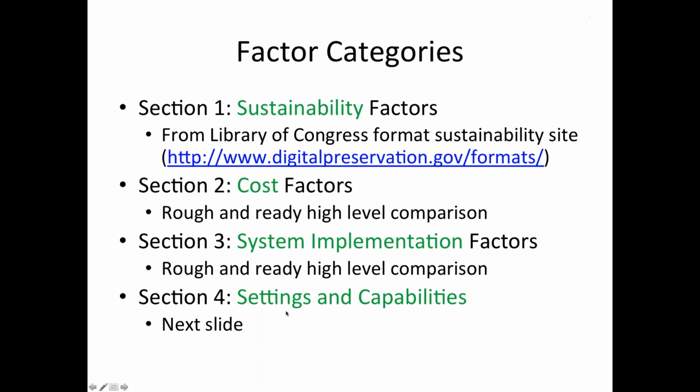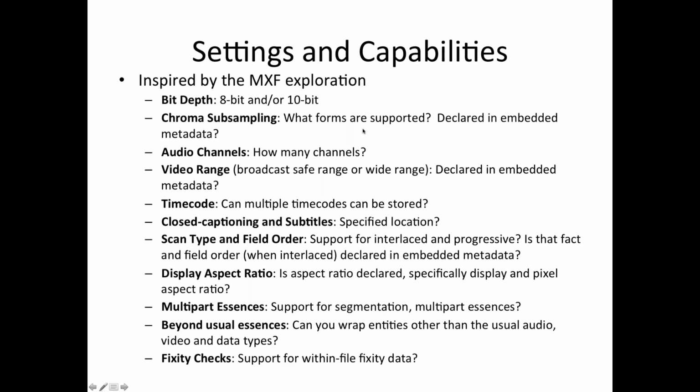The matrix breaks the evaluation down into 4 main sections, which are listed here. We've already talked about the sustainability factors. The cost factors are what we call rough and ready. We've grouped them into cost ranges of low, medium, and high, depending on a specific topic. The system implementation factors includes how complicated it is to implement the toolset, what types of tools are available for playback, transcoding, metadata, etc. And finally, the settings and capabilities section, we evaluate all the criteria that are listed here.